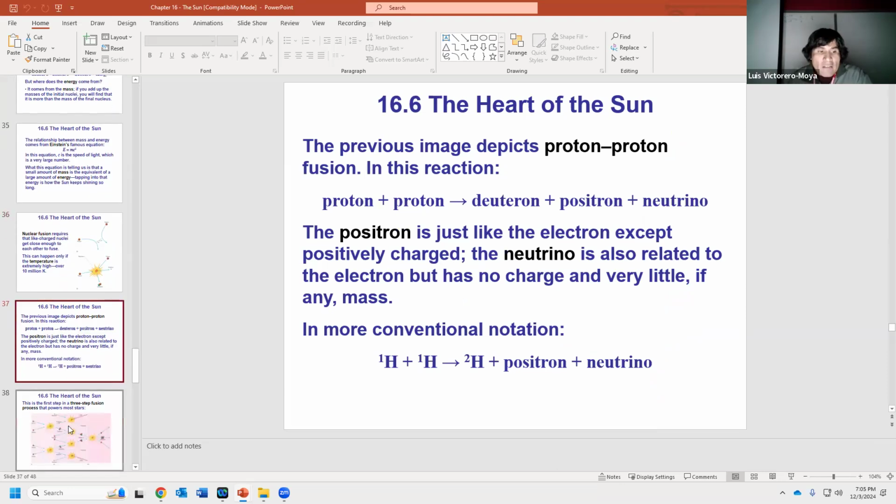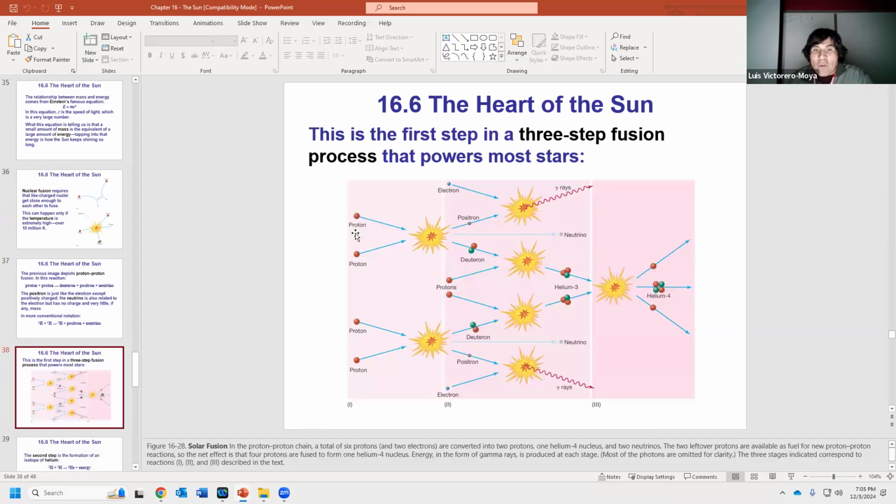Why do we call it a chain? Because this is what it looks like. Proton-proton, deuterium, it can recombine with another proton, you get helium-3, and this helium-3 can recombine with another proton to give you helium-4. In every part of this chain, you get a reaction that emits energy, sometimes in X-ray form, sometimes in neutrinos.